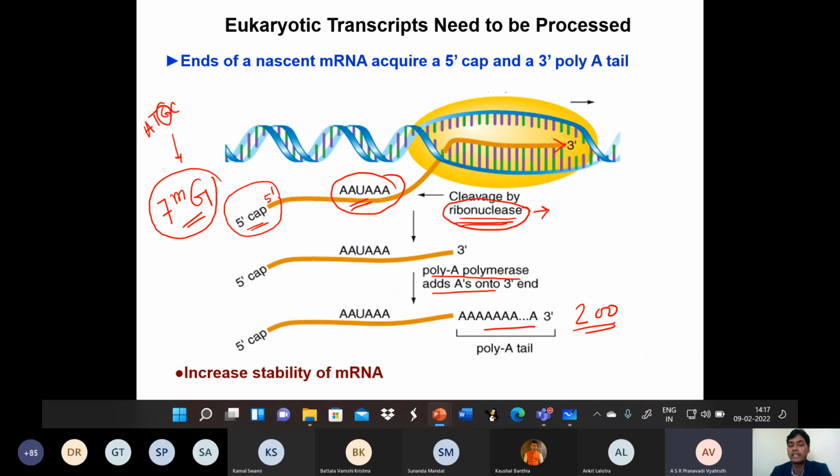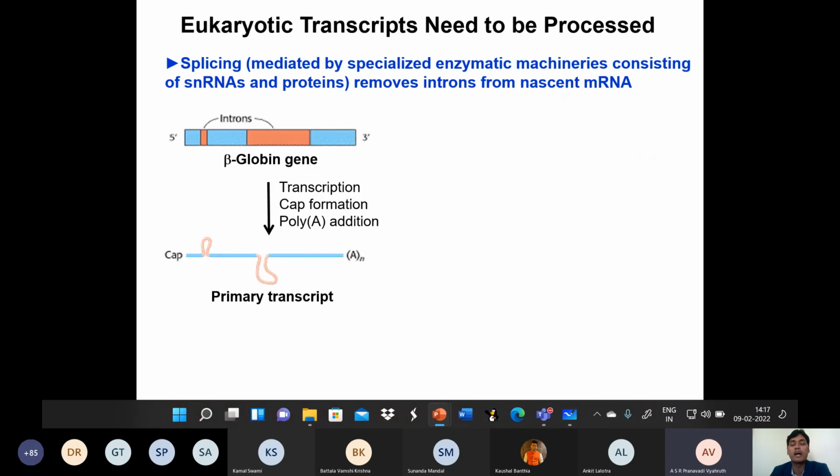It has a function: it increases the stability of mRNA. Why is it required? Because in the eukaryotic system, multiple mRNAs are needed in the cell for a longer time. So if we can add some additional stability, it will be better for us. As a result, I add the 5 prime cap and poly A tail at the 3 prime end, and you will get this more stable mRNA.